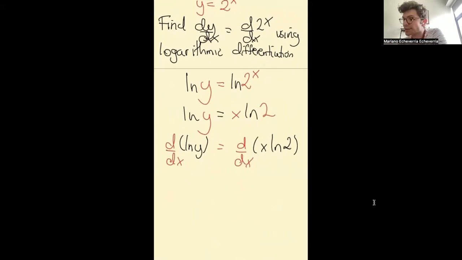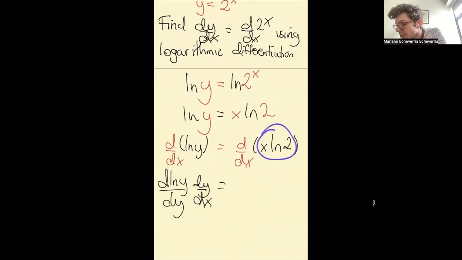And then what's the deal here? You cannot find the derivative directly because this is in terms of y and this is with respect to x. So what you have to do is, again, the chain rule trick of multiplying and dividing by dy. So you can put the derivative of natural log with respect to y times dy/dx.